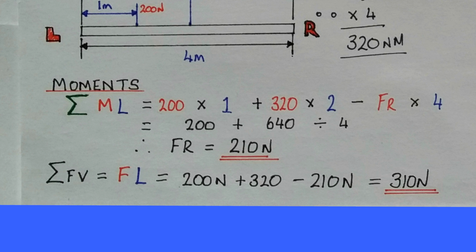So 200 plus 640 divided by 4 will give us our forces acting on the right hand edge of 210 newtons. To work out what is going on the left hand edge, all we do is add our 200, add 320 newtons, but then we minus the right hand edge, so therefore minus 210 newtons, which will give us 310 newtons.